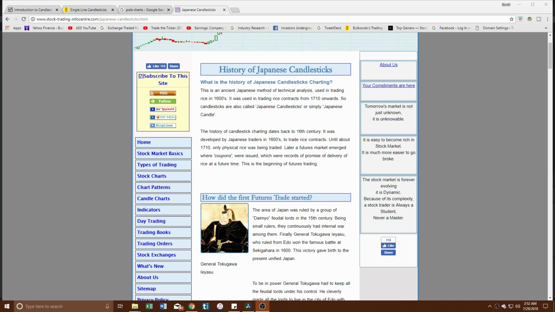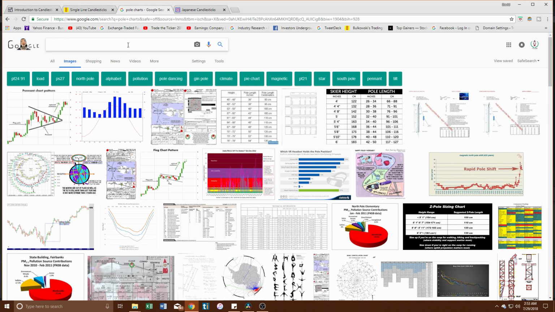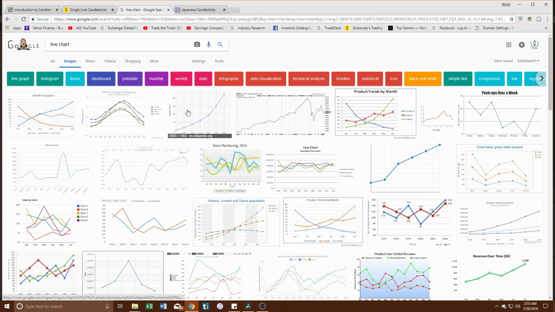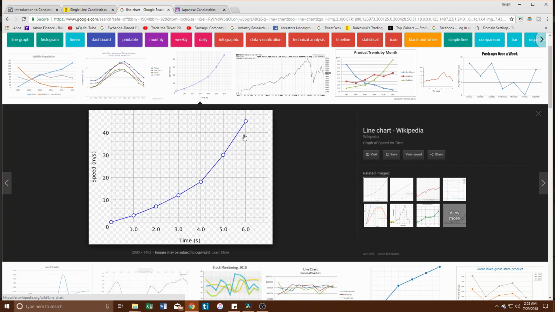If you know nothing about candlesticks and you're using, for instance, Robinhood, where they use just line charts, you're missing out on so much information. When you learn candlesticks, it will take your trading and how you see the market and do technical analysis to a whole new level. And if you're just using a line chart, let's look up a line chart. You don't really get too much information from something like that at all.